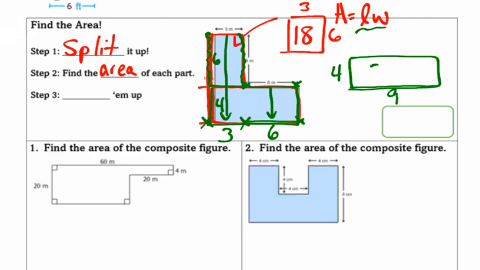So it's still just a rectangle. That gives me that is 36. And so the total area is 36 plus 18, which is 54.